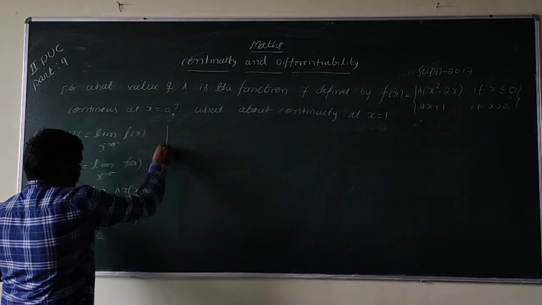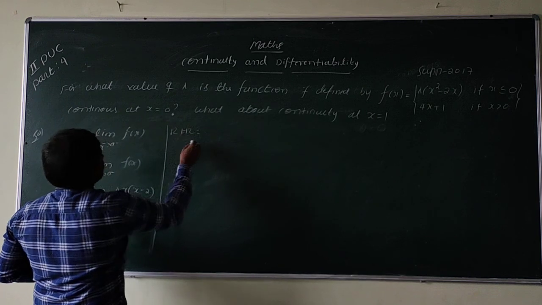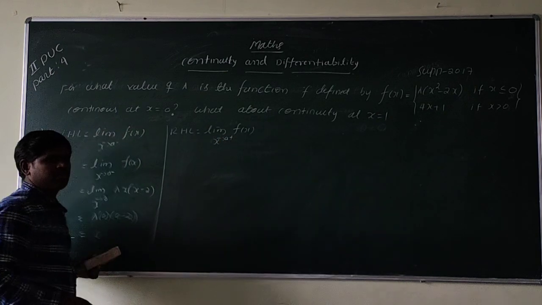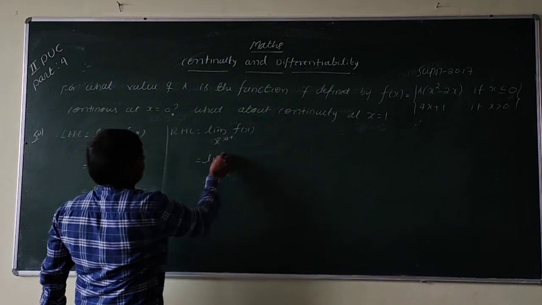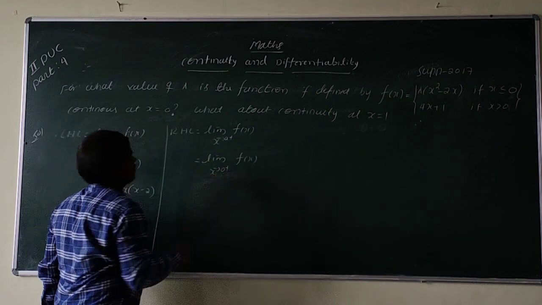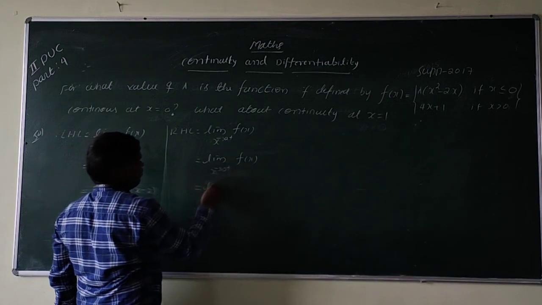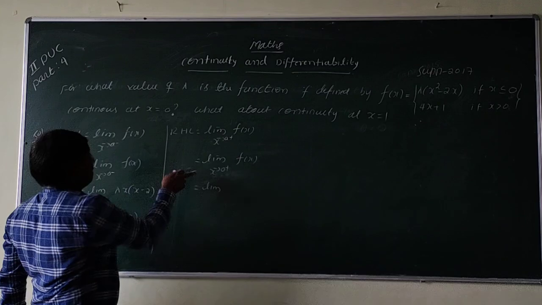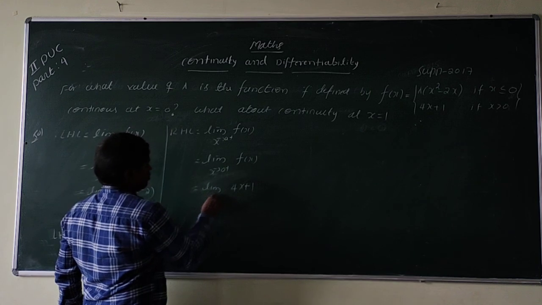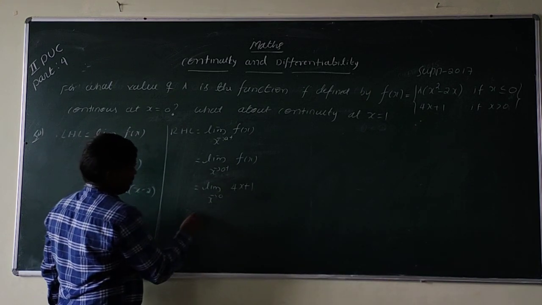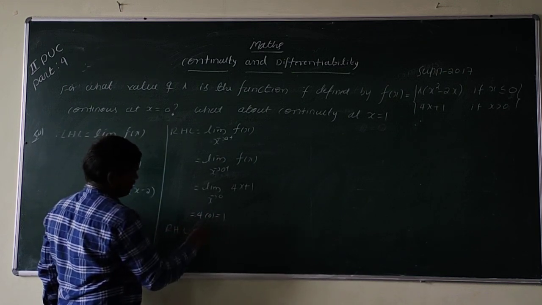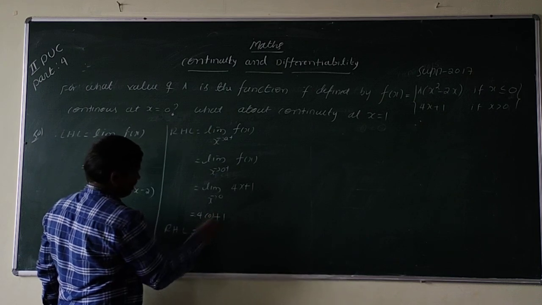Similarly, what about the right hand limit? The right hand limit is the limit of f of x as x tends to 0 plus. Here 0 plus means x is greater than 0, so f of x is 4x plus 1 as x tends to 0. Apply the limit, that is 4 into 0 plus 1. So the right hand limit is equal to 1.